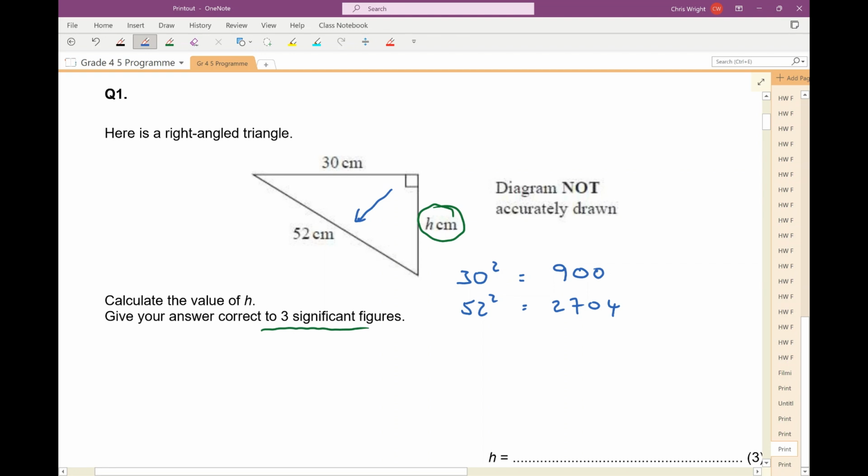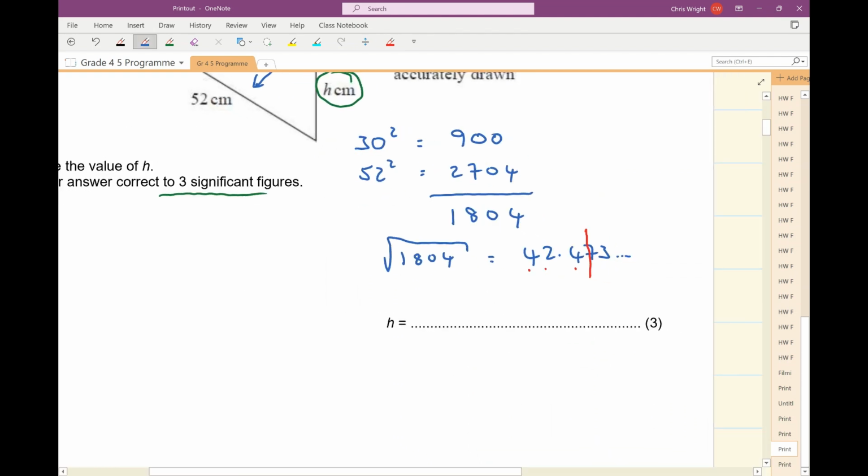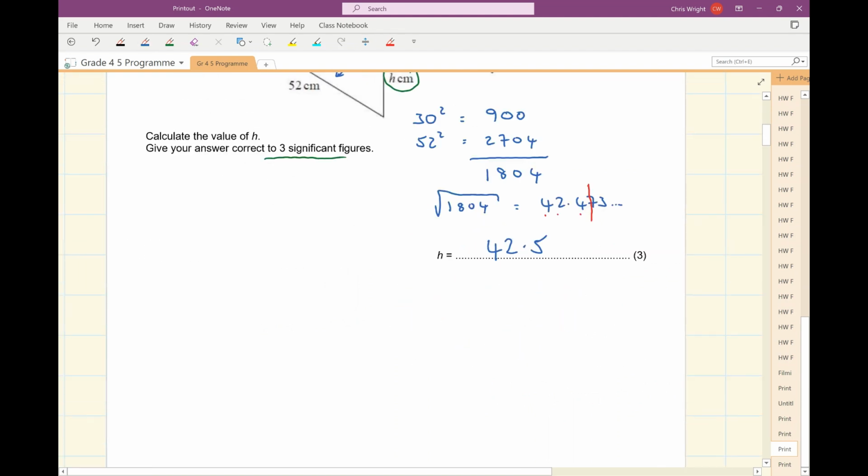So I'm going to do 2704 minus 900, which gives me 1804, and I'm going to square root 1804. And that gives me 42.473, and so on. Now, three significant figures, 1, 2, 3, there's the cutoff. Is it going to be 42.4 or 42.5? Answer: 42.5.